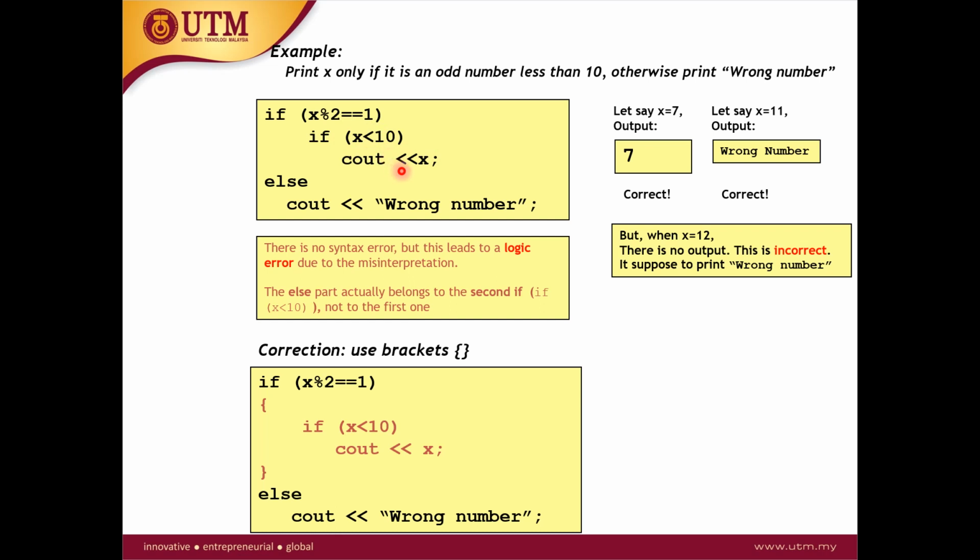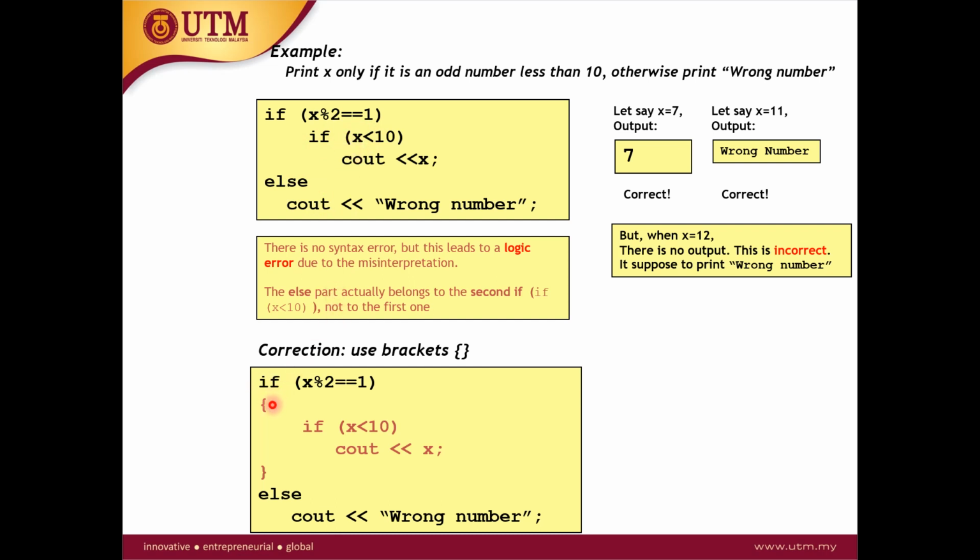And let's say, for example, 11. Yes, 11 modulus 2 is 1. 11 is less than 10? No. So this one is not going to be executed. It comes to this part and shows you the wrong number. And let's check for 12. 12 modulus 2 is 0, so this condition is going to be false because it is 0, it's not 1. So what happens? It doesn't come to this if and else, so nothing is going to be printed because this else belongs to this if. Why? Because we haven't put those things in between two brackets.